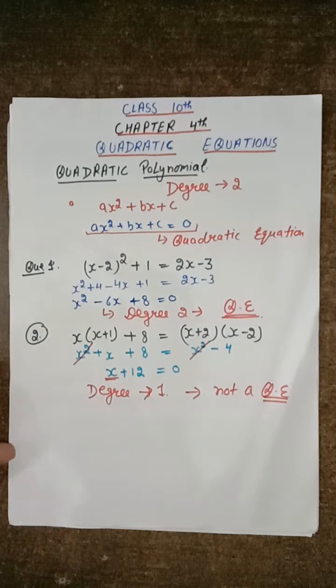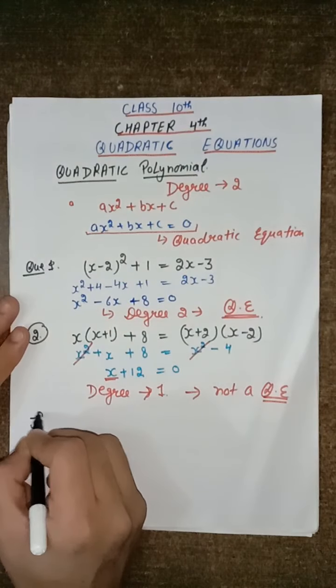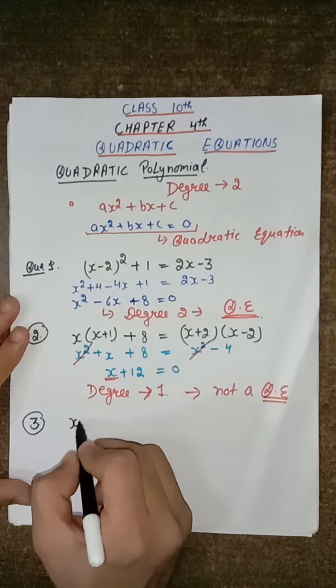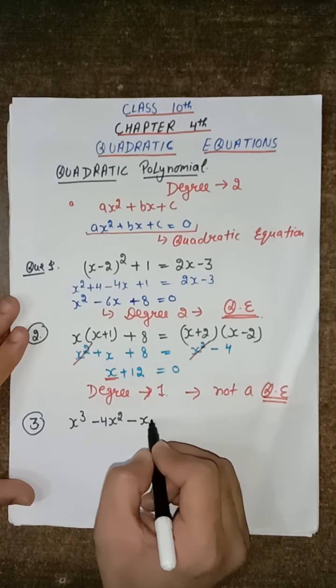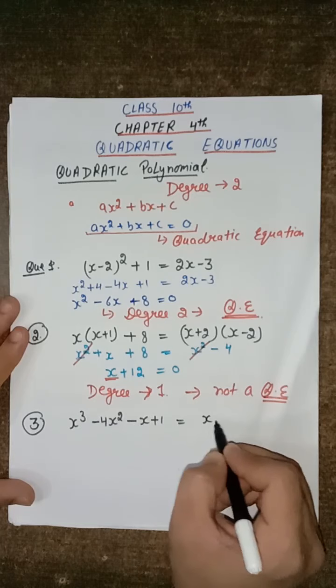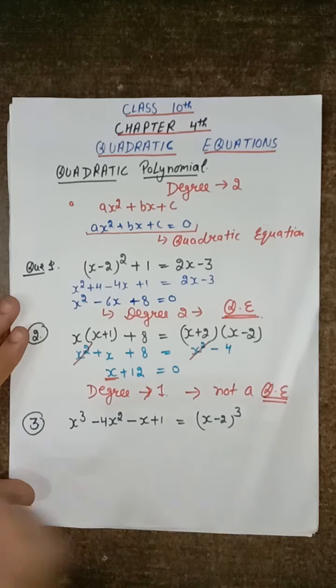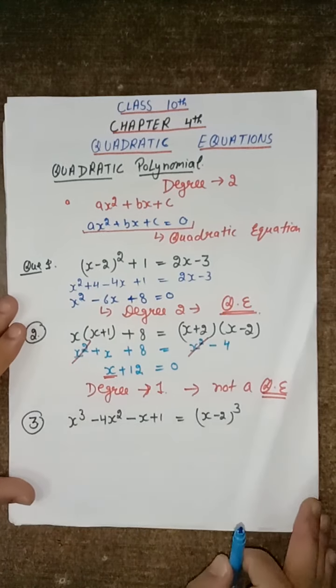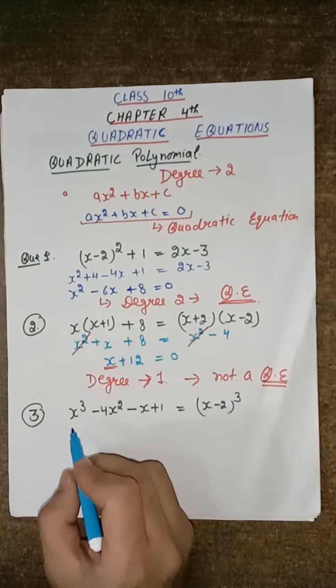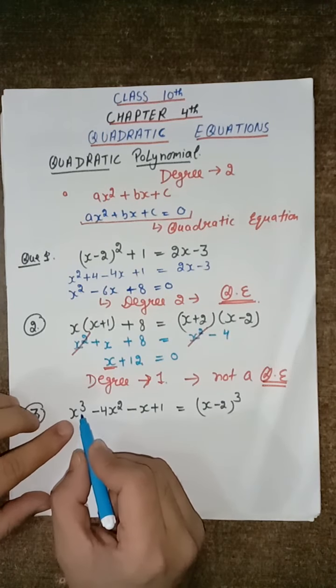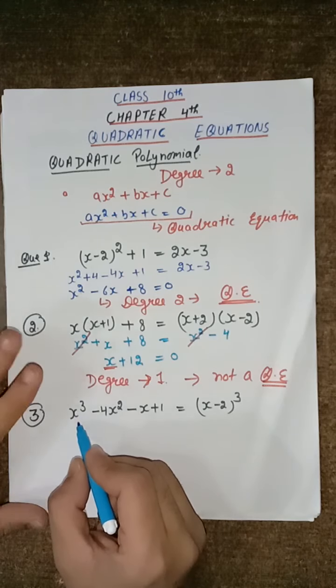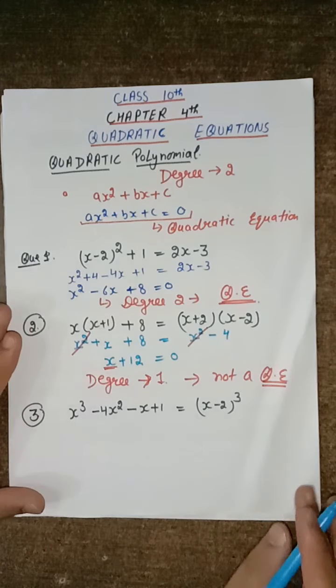Now move on to our third example. x cubed minus 4x squared minus x plus 1 equals (x minus 2) whole cubed. If we notice here, we will find that the highest degree is 3, hence it must be a cubic equation, but this is not so.